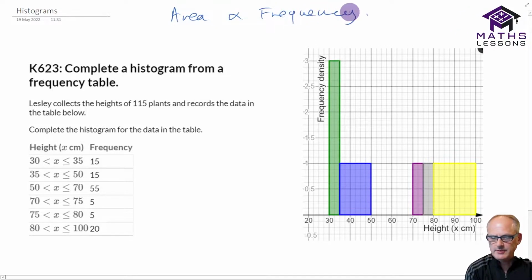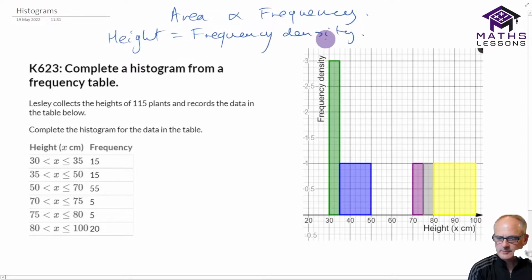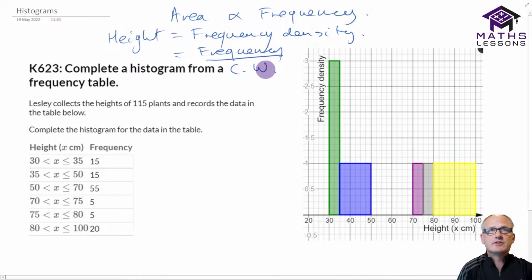Now generally that means that the area, which is going to be the frequency density times the class width, will equal the frequency. So we can work out the height of the bar, which is also called frequency density. That can be worked out by doing the frequency divided by the class width. I'm just going to use CW for class width. Okay, so frequency divided by class width.